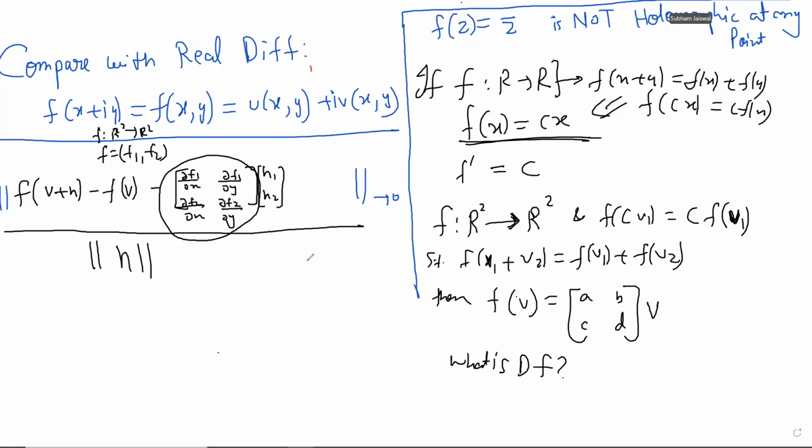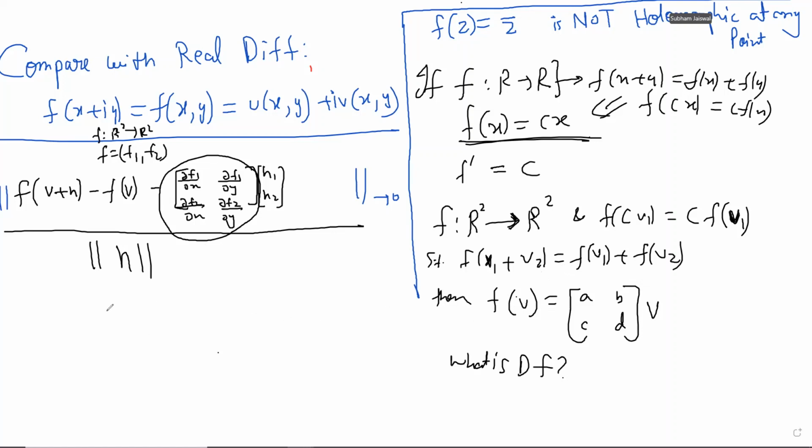Let us see what it will be in our case. Okay, in our case, we know that f of v plus h just means that f of v is just this, because that's what we have already proved. That's a good thing we have proved. Now we will use that.